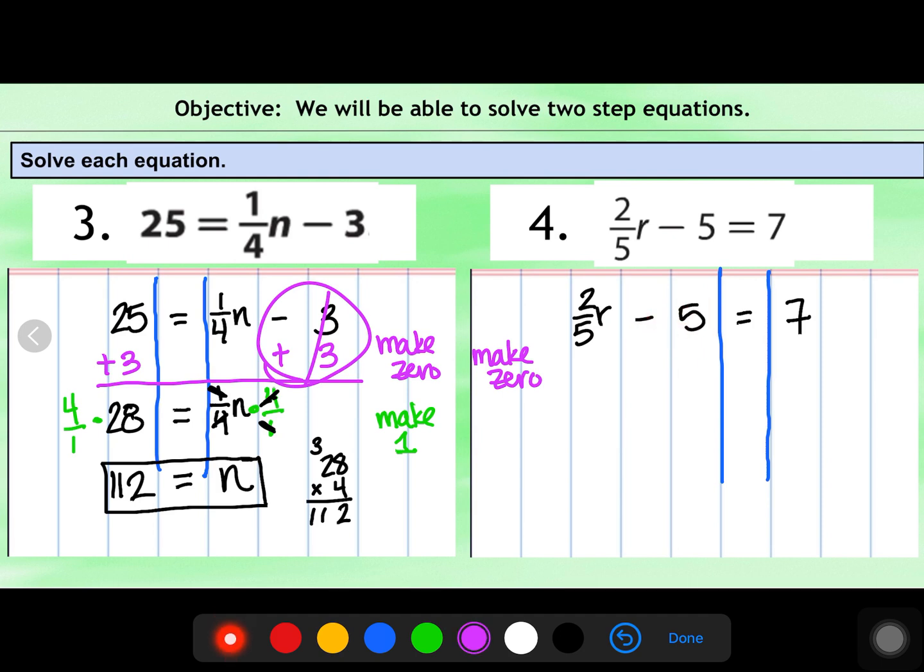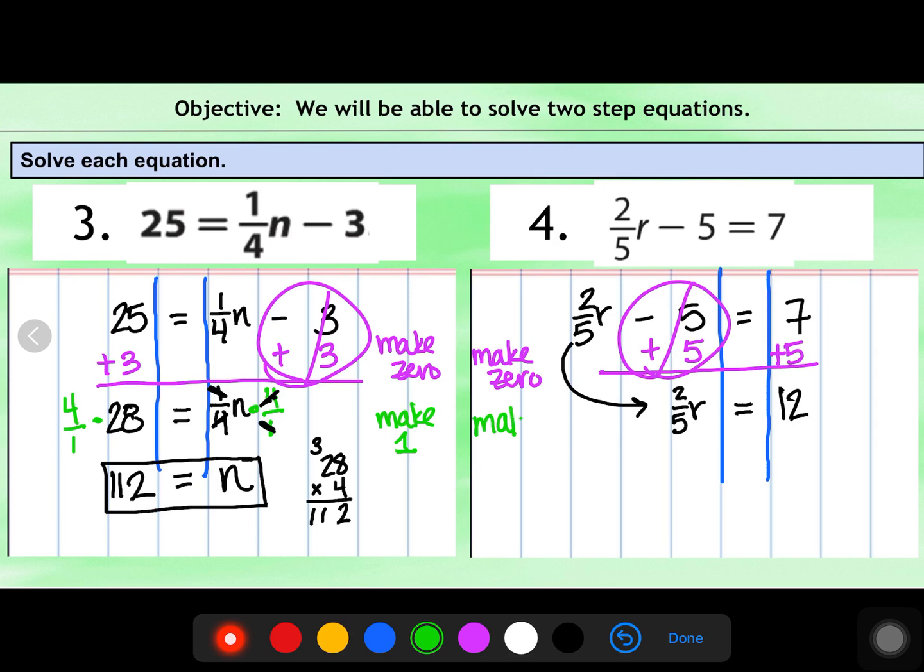This isn't just 5, it's a minus 5. So how do I do a minus 5? I'm going to plus 5. But we've got to do it on both sides. So plus 5 on both sides. That goes away. Make 0. I'm just going to write this so it's closer to the equal sign. 2/5 r equals 7 plus 5 is 12.